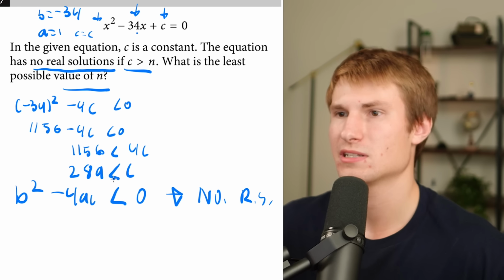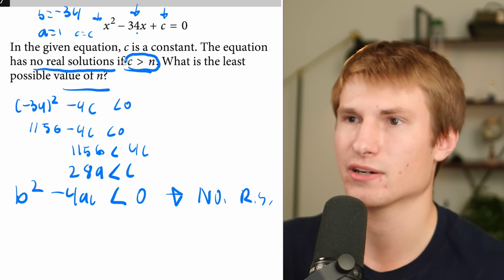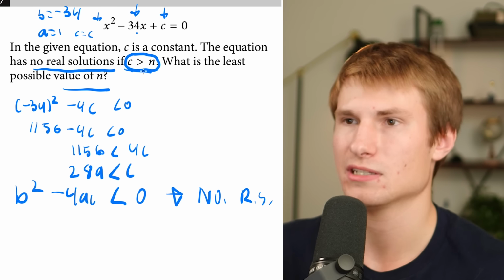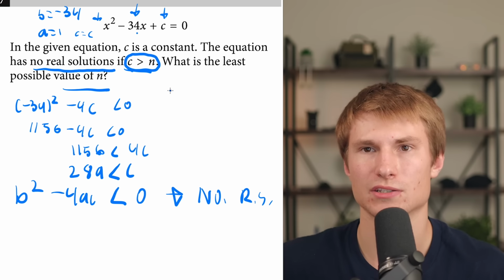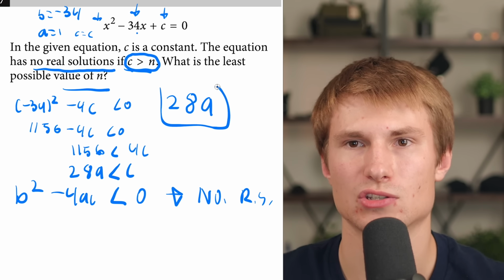All right, so from here we see that c must be greater than 289, which, as you can see, if we look back up here at c is greater than n, we see that n would be 289. Okay, so our least possible value of n is 289. So our answer is 289.